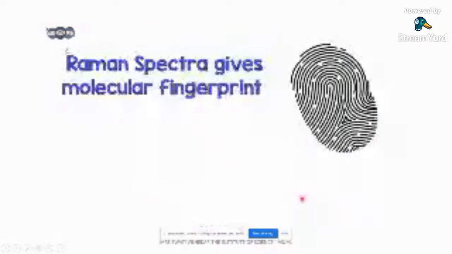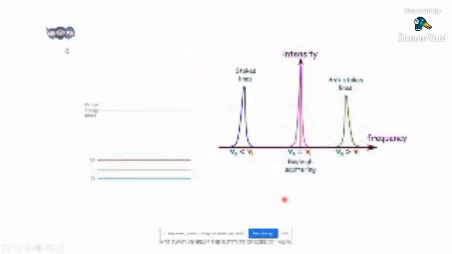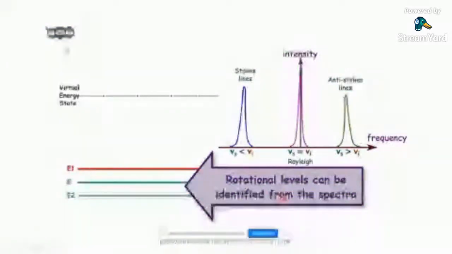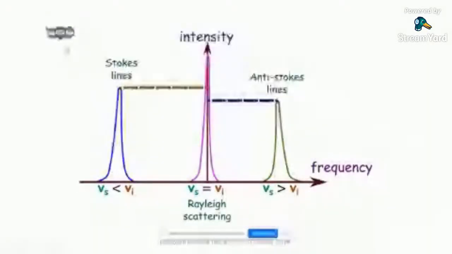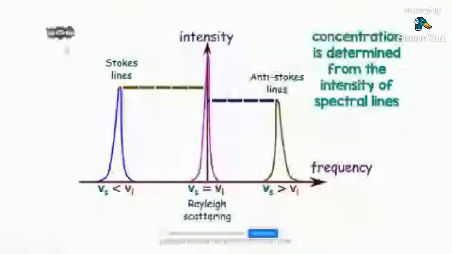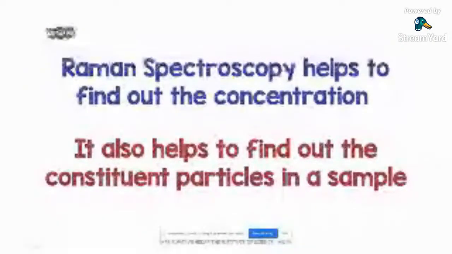The Raman spectra gives the molecular fingerprint and it is different for different molecules. By studying the spectra, one can identify the rotational levels and thus a particular molecule. This helps in performing qualitative analysis. Similarly, the intensity of a particular Raman line helps one determine the concentration of a molecule in a sample. In this manner, quantitative analysis can be done. Thus, Raman spectroscopy can be used to perform both qualitative and quantitative analysis.